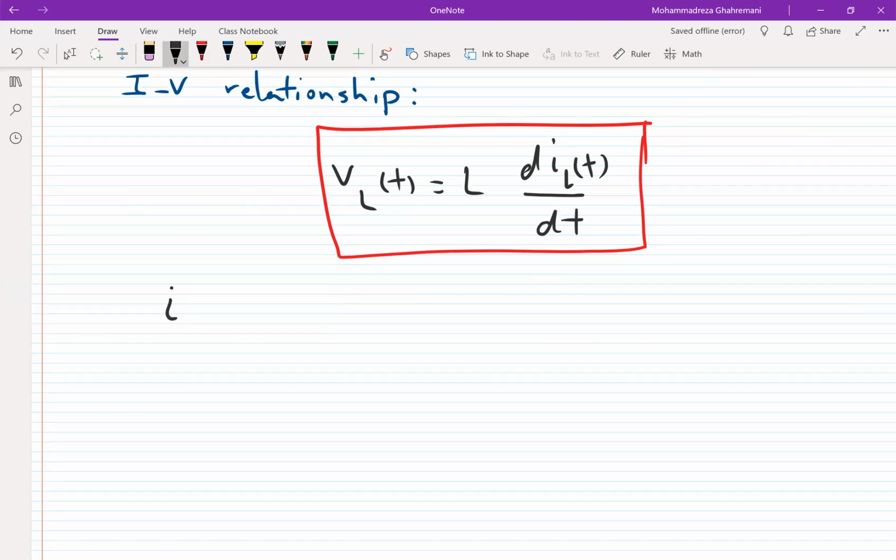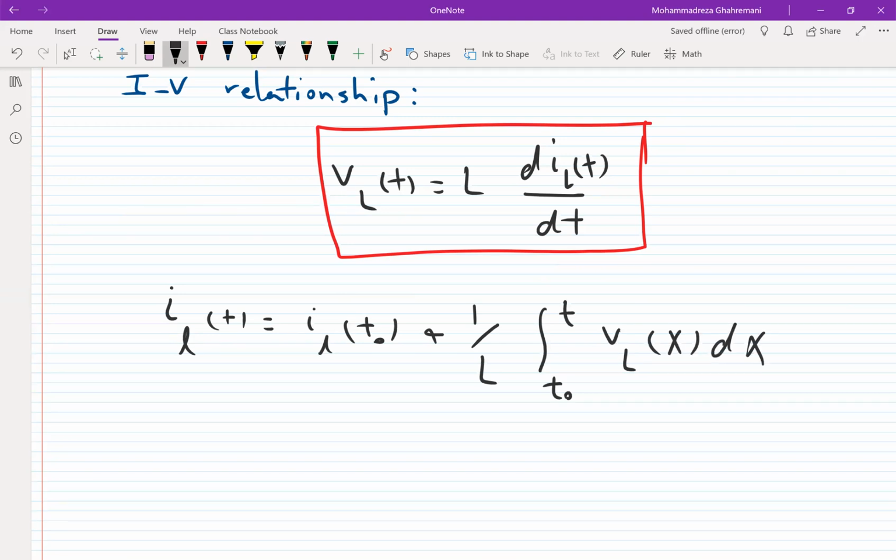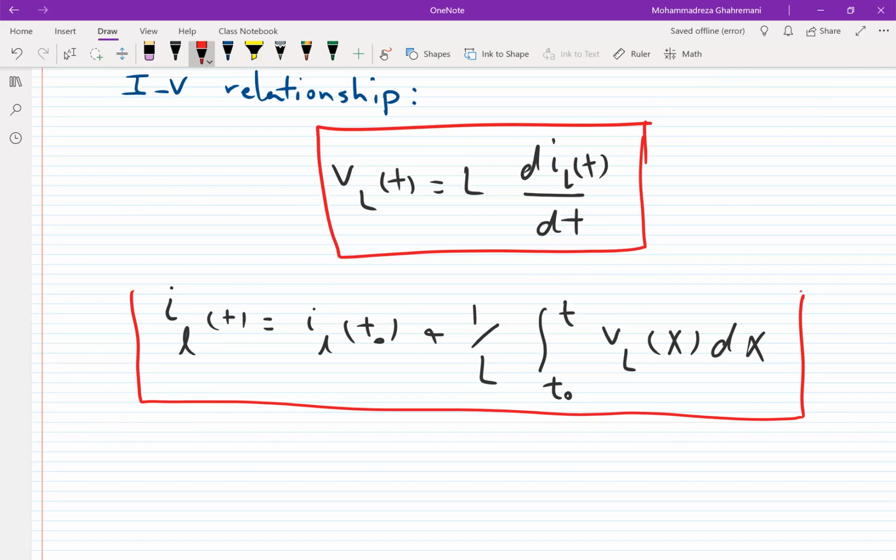So we can say i_L(t) is equal to i_L(t0), which is the initial condition, plus 1 over L integral from t0 to t of V_L dx. So this one is the current as a function of voltage in an inductor.